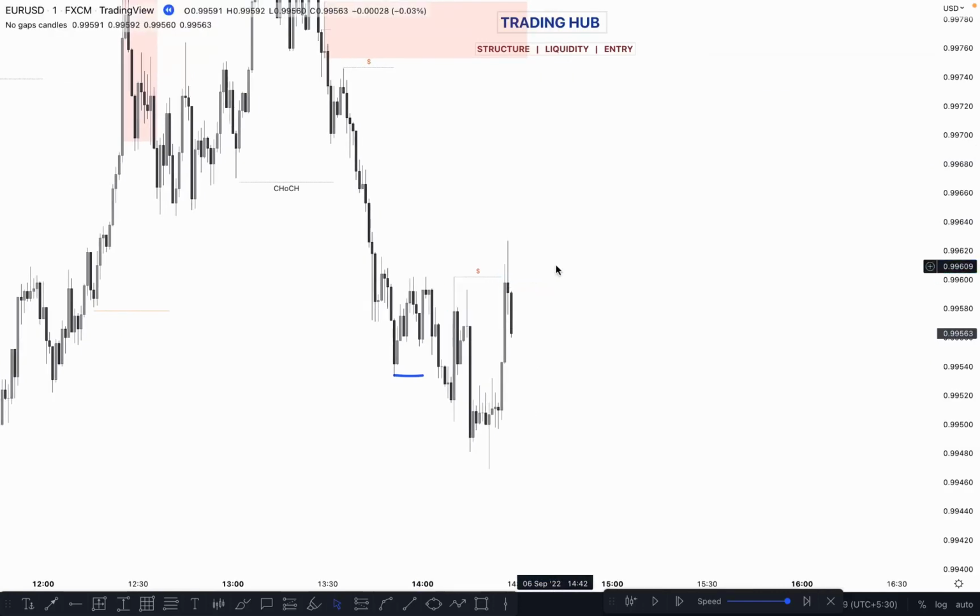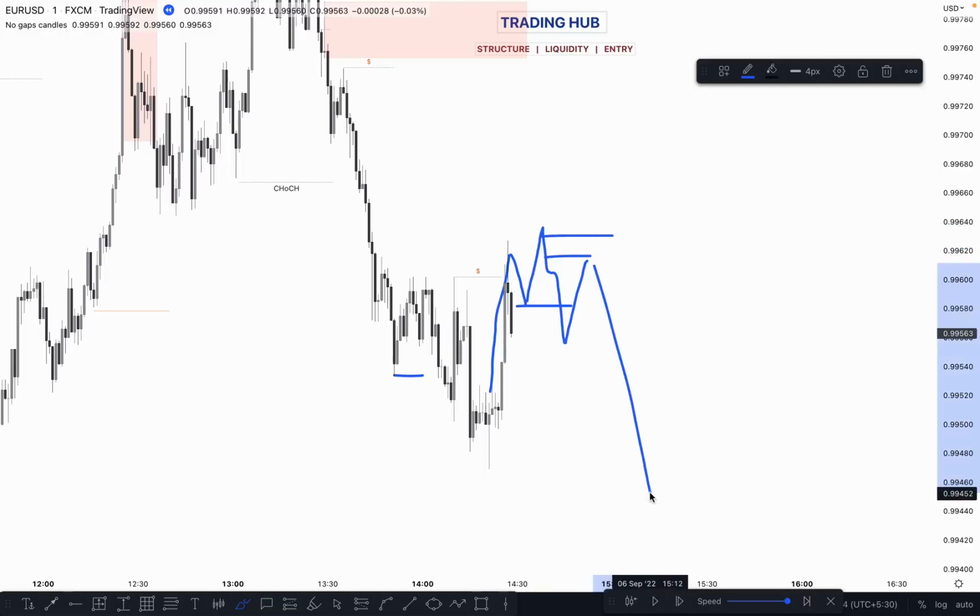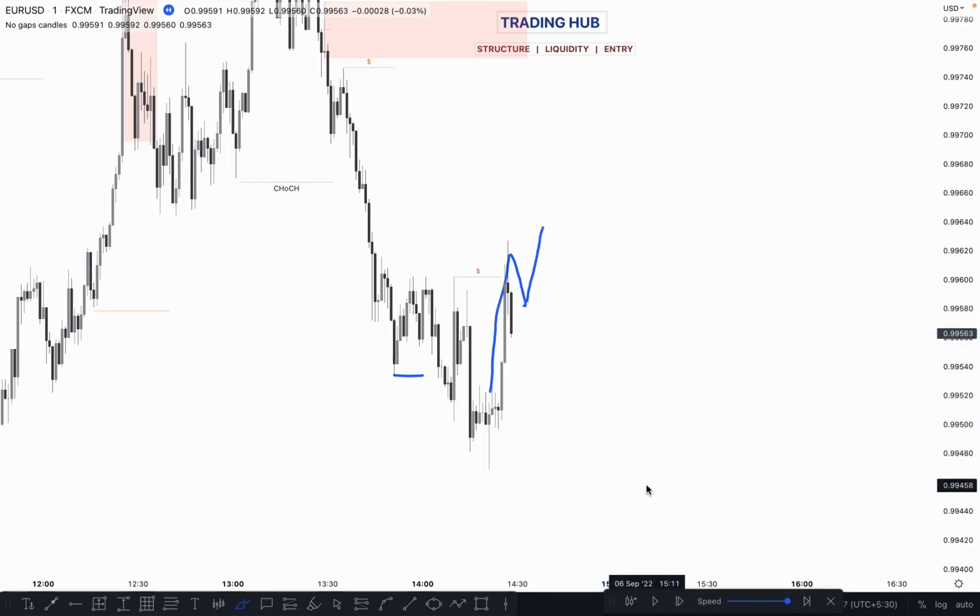Market just swept the liquidity. In case the market closes above it, how can we take entry at this point? We can take entry if the market closes above it, gives a little pullback and pushes higher, breaks this minor structure, then pushes downside and mitigates this order block and pushes downside. So this is our next possible entry.